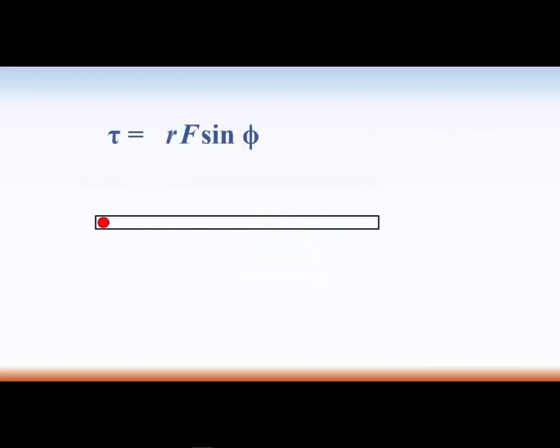So now we have our equation for torque. That torque is equal to R F sine of phi. And it doesn't matter if you've got a force that's pulling really far from the pivot or a force that's pushing at a different angle up closer. This is the equation you will use to find torque.